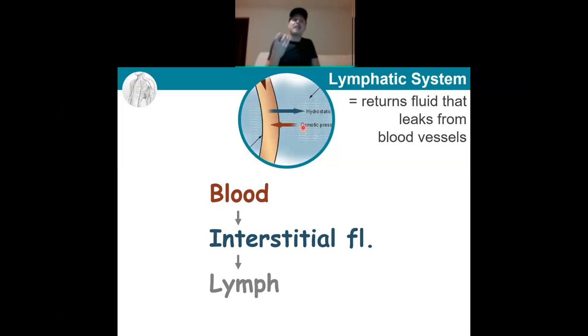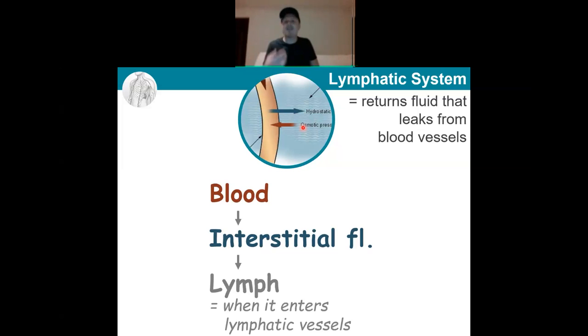Well, I said that the function of the lymphatic system was to catch that fluid. And what we have in the lymphatic system is lymph. We don't have interstitial fluid there. Well, when does it become lymph? That's one of my favorite questions to ask students in an exam. Well, this fluid becomes lymph when it enters the lymphatic vessels. So once it's in the lymphatic system, we no longer talk about interstitial fluid, but we talk about lymph.